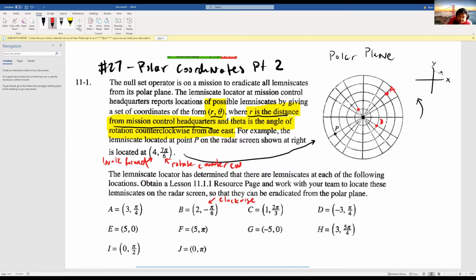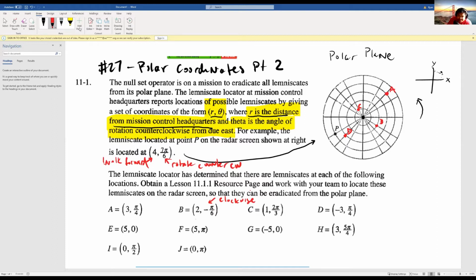(1/2, pi/3). That's C. D is (-3, pi/4). So pi/4 is in the first quadrant, which is the same as A, but instead we're walking -3. So I'm going to face the same angle as pi/4, but I'm going to walk backwards 1, 2, 3. We're now in the third quadrant. That's D.